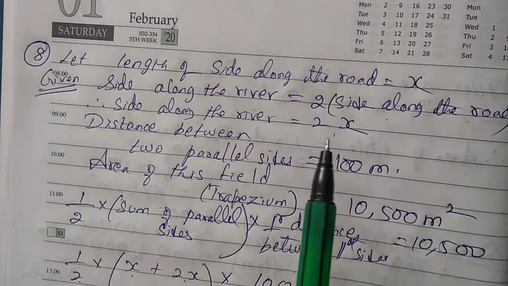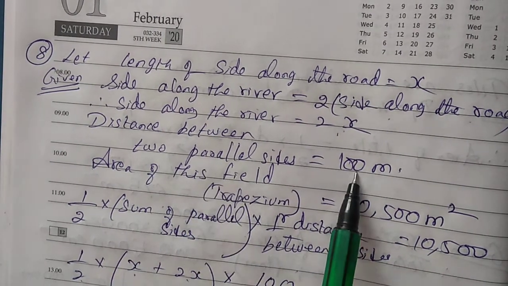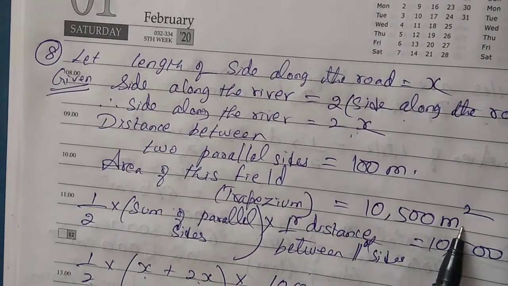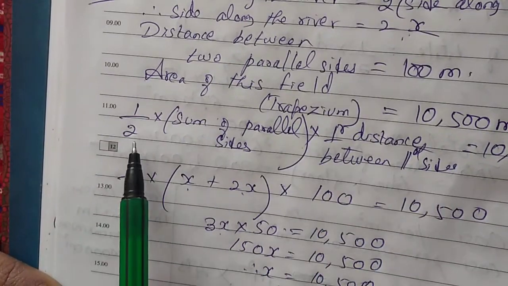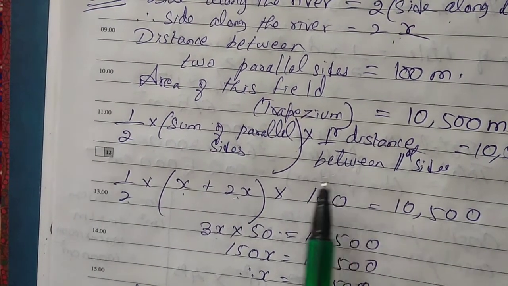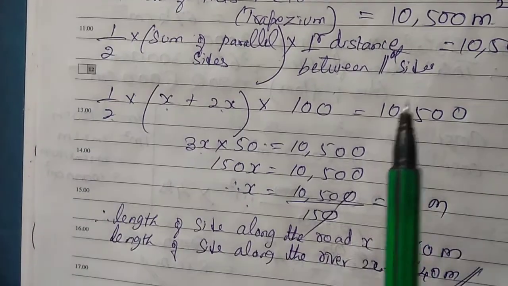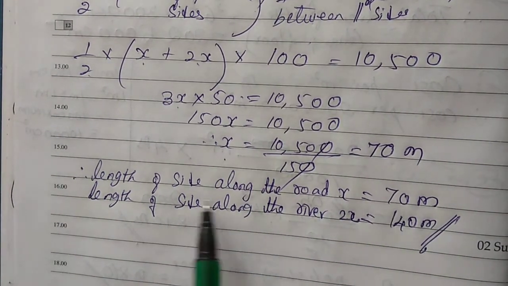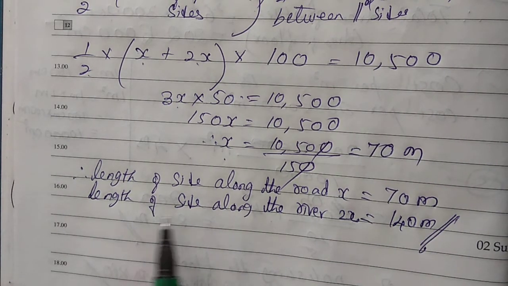And also given distance between two parallel sides is 100 meter. Then area of this field is 10,500 meters square. But area of this field in the shape of trapezium, the formula is half into sum of parallel sides into perpendicular distance between them. That is half into x plus 2x into 100 is 10,500. On simplification, we get x is equal to 70 meter. That is length of side along the road is 70. But they have asked us find the length of side along the river, which is 2x, which is 140 meter.